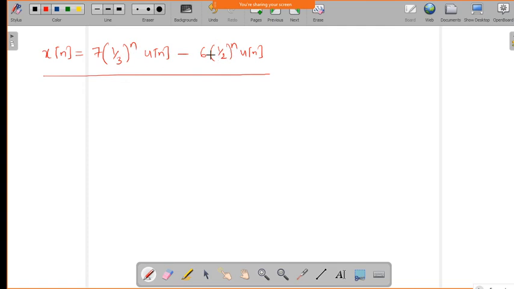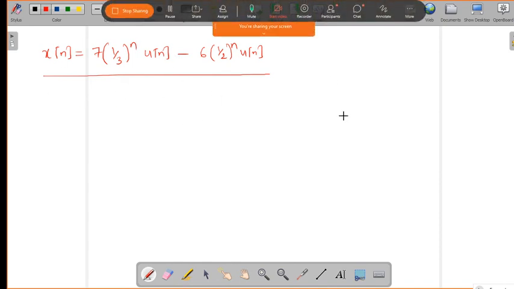Carefully find out the region of convergence for each and every discrete time signal, then finally decide for the complete signal what the region is. Try to find out. What is X of z?